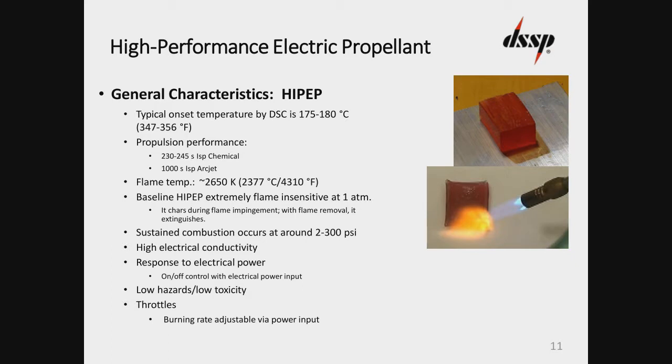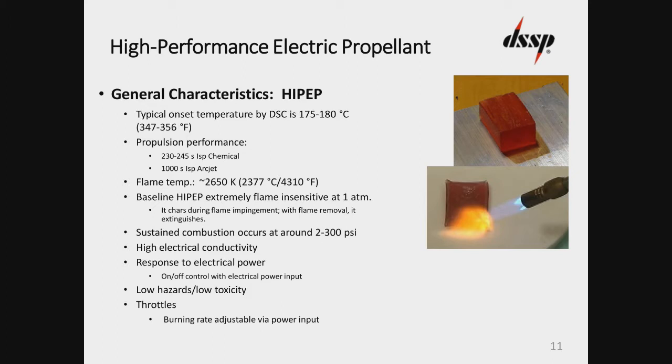These are some of the characteristics that we get out of the box. The big thing to look at on the propulsion side is that ISP performance is right up there with composite propellants at 230 to 245 seconds. We've proven that we can get about 1,000 seconds ISP out of this material as an arc jet in space.